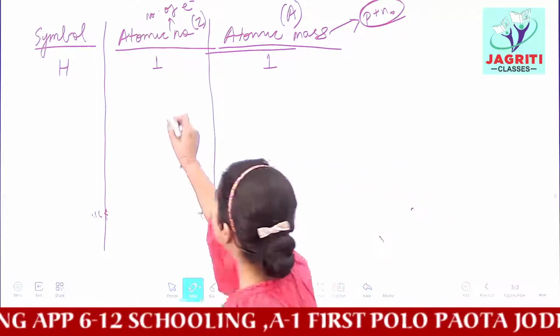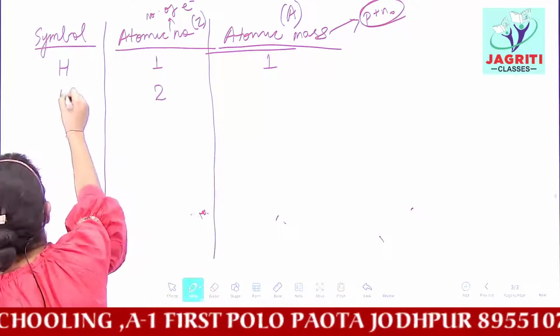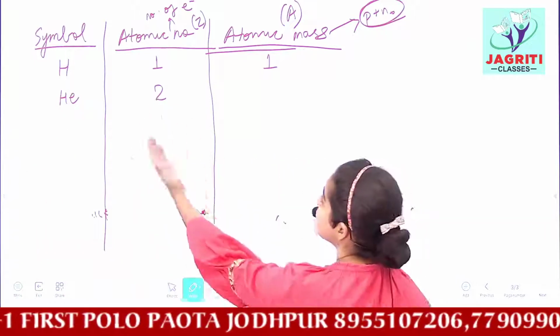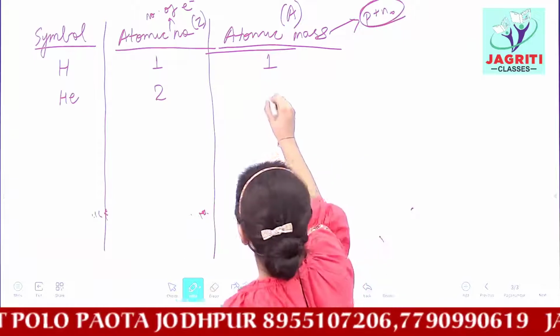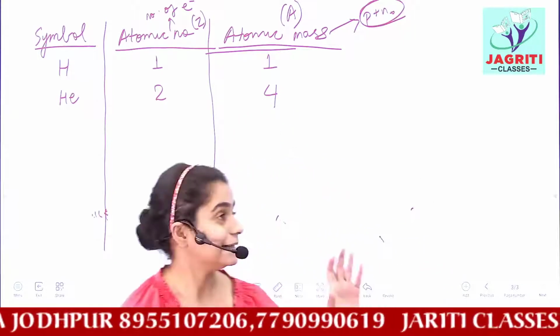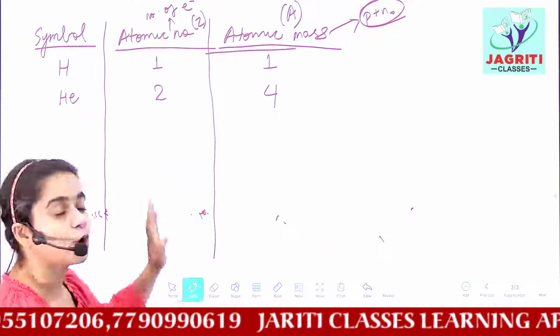Then the next atom with the atomic number 2 is helium. And the mass of helium follows the general rule that the mass is just double. So its atomic mass is 4. Similarly, you can get a table in your book. It is drawn already. The basic elements are listed from atomic number 1 to 20.